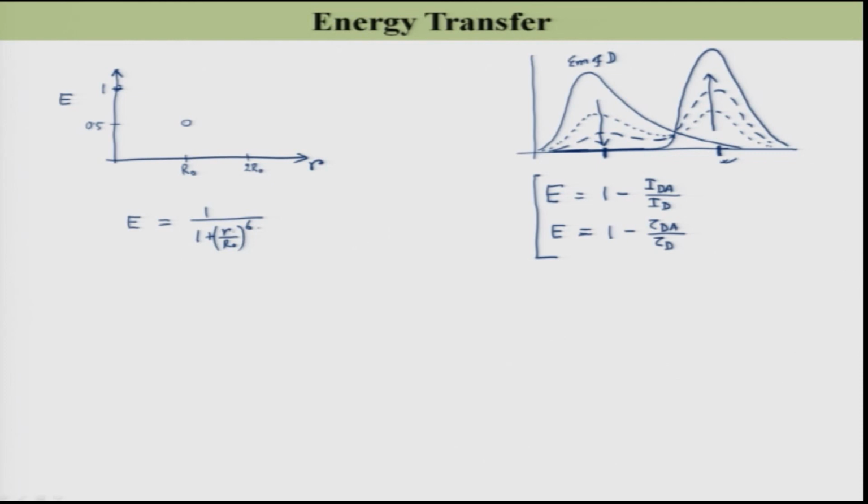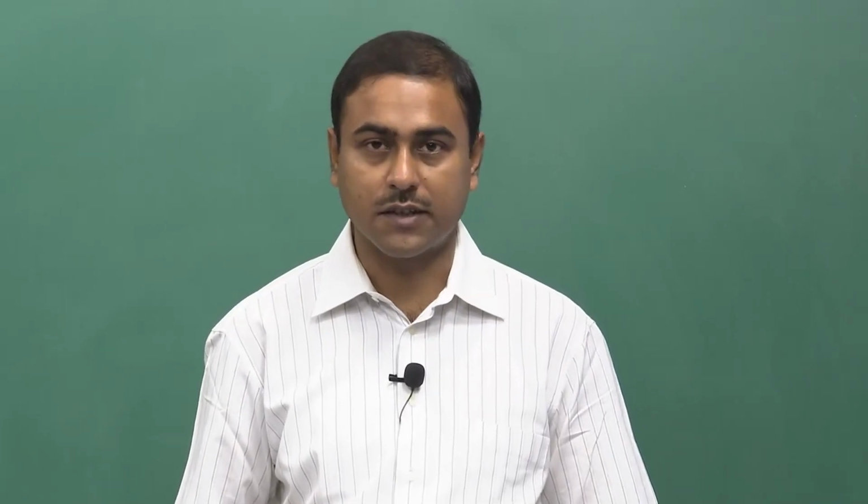And here is my another point, when r equals twice R_0, then twice R_0 divided by R_0 is 2 to the power 6, that is 64, then 1 divided by 65, that will come about 0.015. So it is almost over here, and in between if you plot, the plot will look something like this. So from here I can at least tell that the efficiency of energy transfer is just 0.5 when r is equal to capital R_0, which is my Forster's distance. Okay, so let us finish here and we will continue our discussion the next day. Thank you very much.